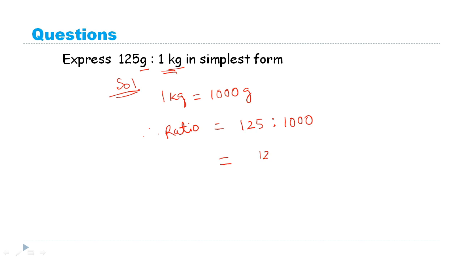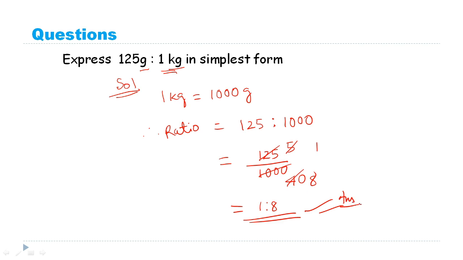And after that we will write it as a fraction, right? And we can divide this by 25. 25 times 5 is 125, and 25 times 40 is 1000. And after that, 5 times 8 is 40. So what has remained here? 1 is to 8. So the simplest form of this ratio is 1 is to 8. So this is the answer. Alright, I hope the thing is clear now.